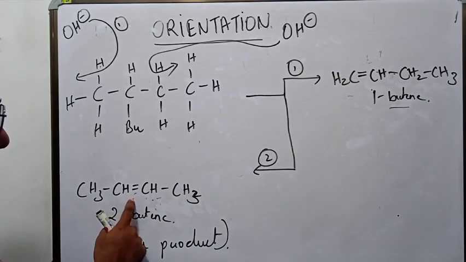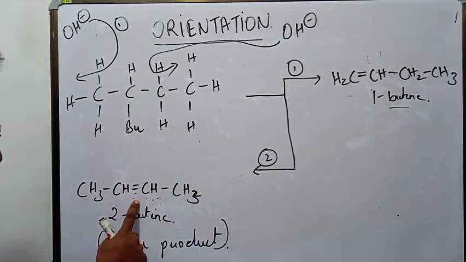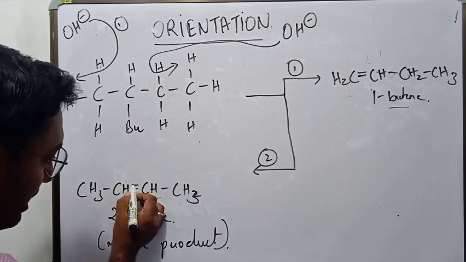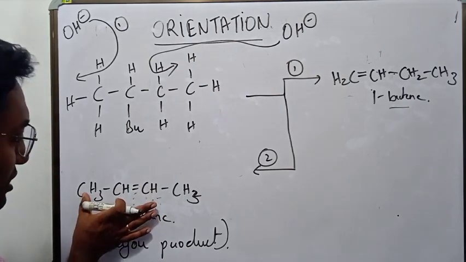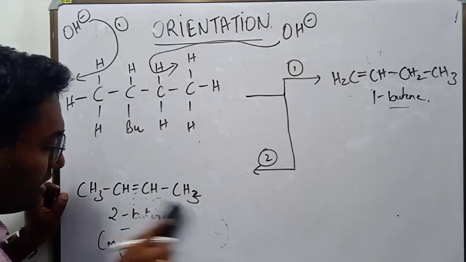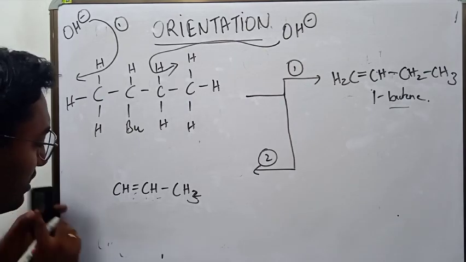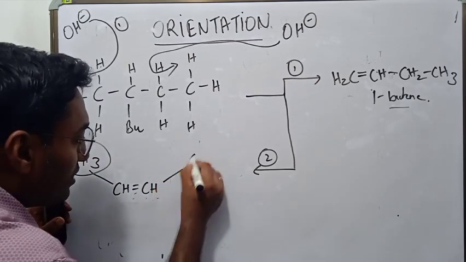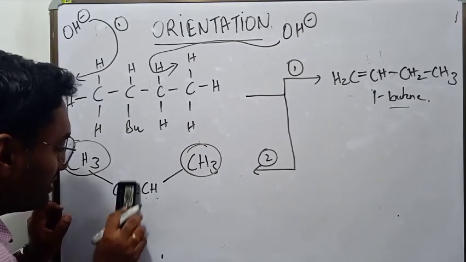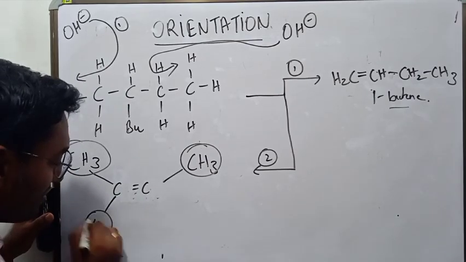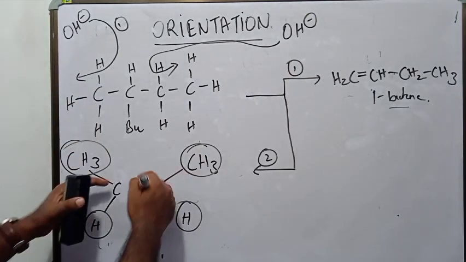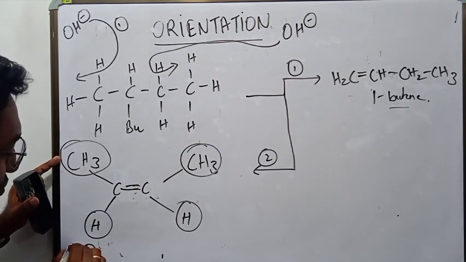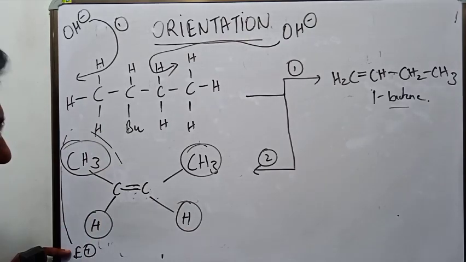Now why this one? Why not that one? Because in this alkene the double bond is in the center. The pi cloud is shielded by steric groups on both sides. You can see there is a CH3 here and a CH3 here. Consider it as the cis isomer. So there are steric groups on both sides that can shield or protect the pi cloud, and it would be very difficult for an electrophile to attack the double bond.